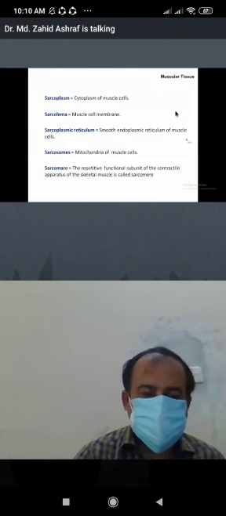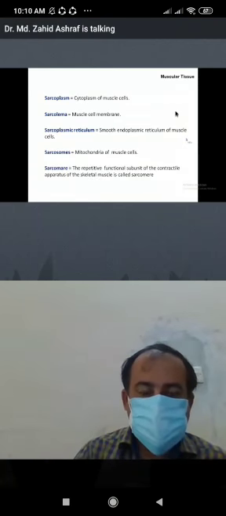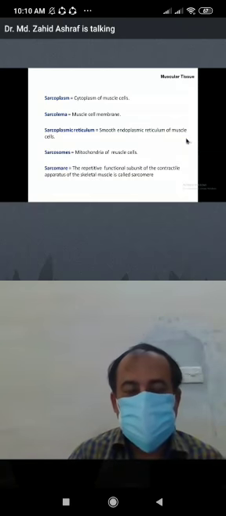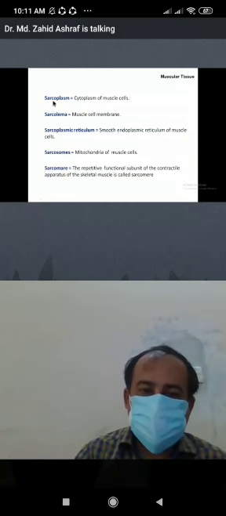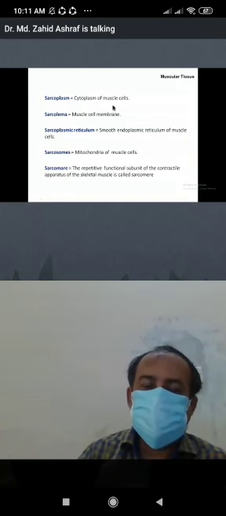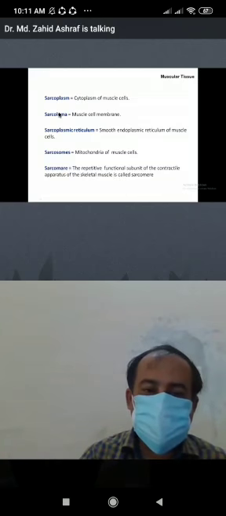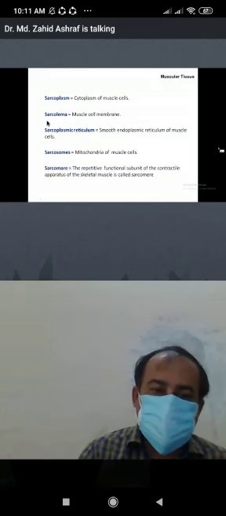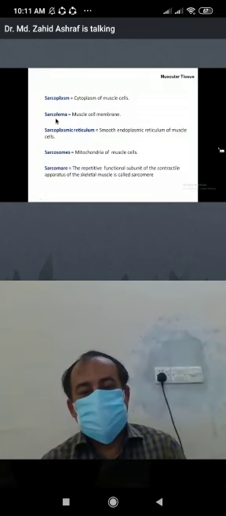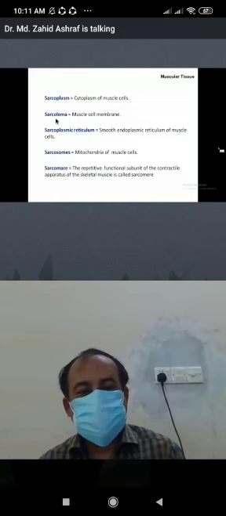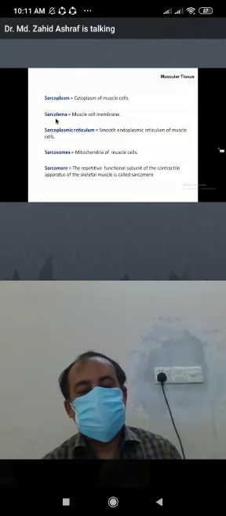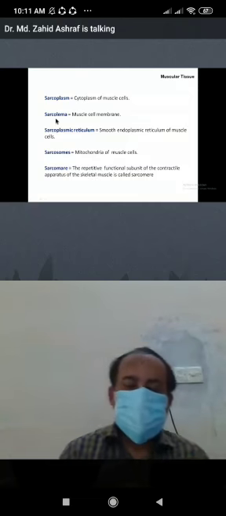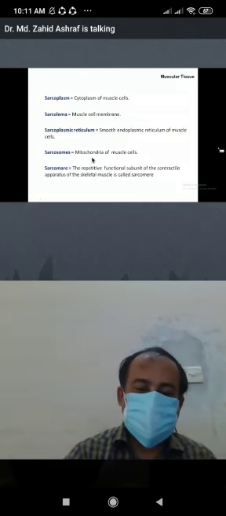In the next slide, we should know some specific words for muscular tissue, such as sarcoplasm. The cytoplasm of the muscle cell is called sarcoplasm. In the same way, sarcolemma is the muscle cell membrane. The muscle cell membrane is called sarcolemma. Sarcoplasmic reticulum is the smooth endoplasmic reticulum of muscle cells. And sarcosome is the mitochondria of the muscles.